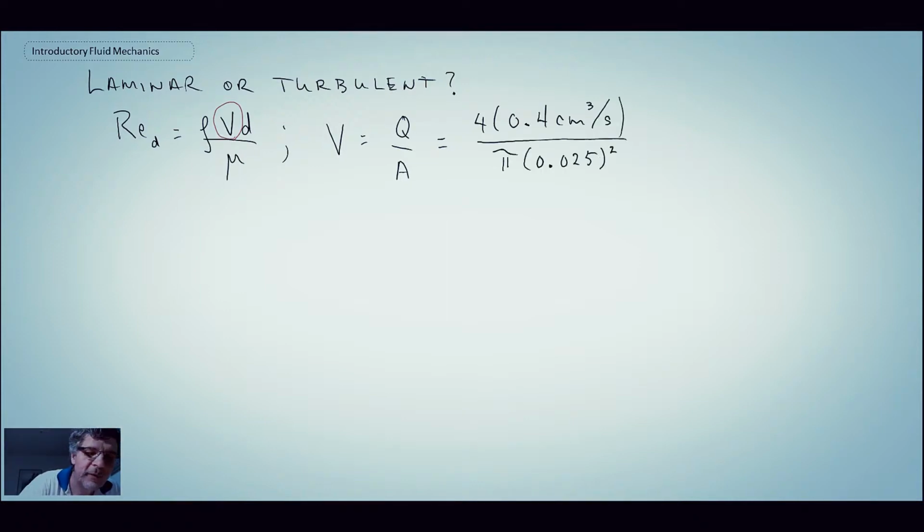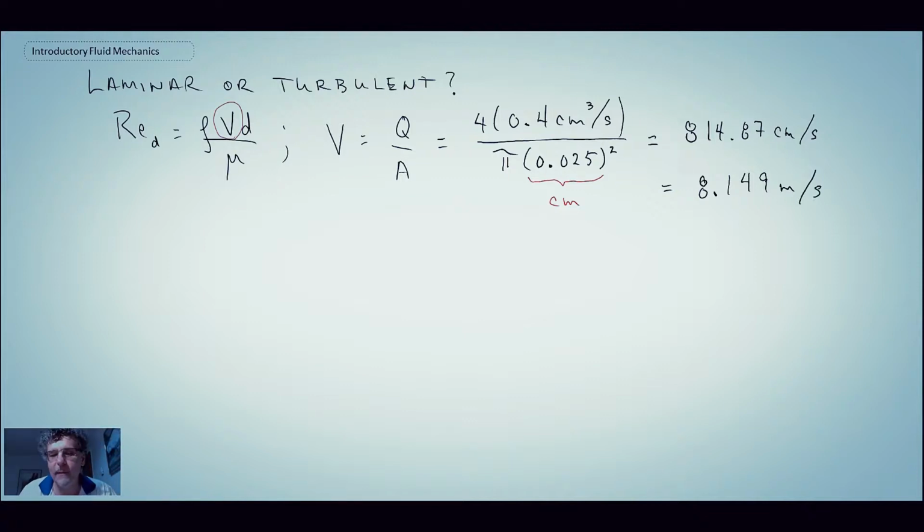So you'll notice what I'm doing here is this is the diameter and this is in centimeters. And so the answer that we're going to obtain is going to be in centimeters per second. So the velocity of the fluid in the needle is about 8 meters per second. That's a fairly high velocity. Now let's check the Reynolds number to determine if we're dealing with a laminar flow or a turbulent flow.